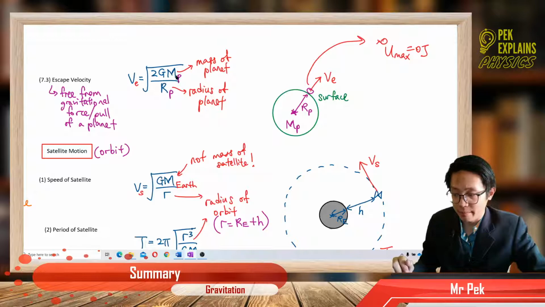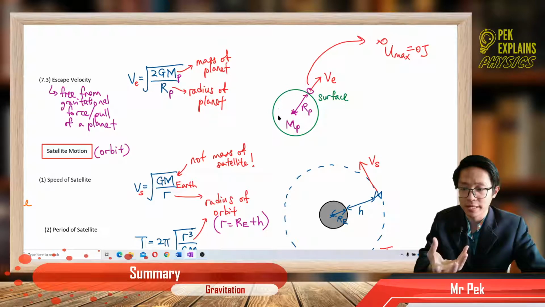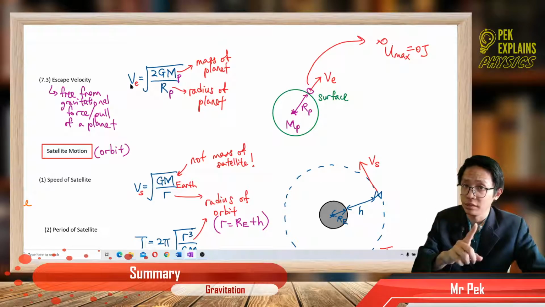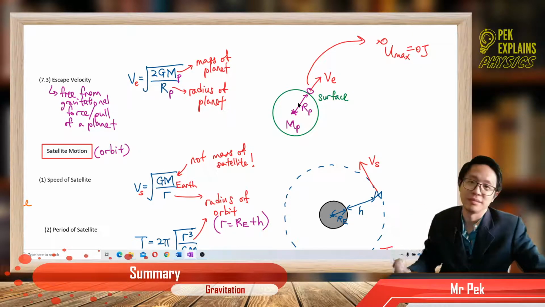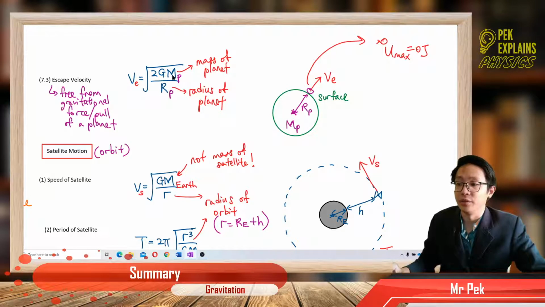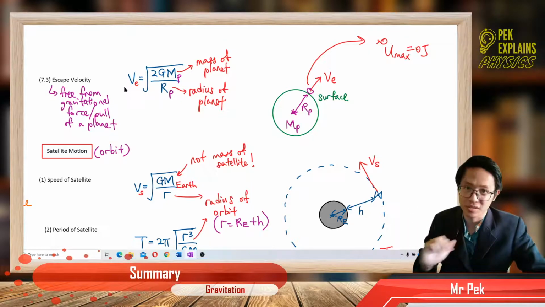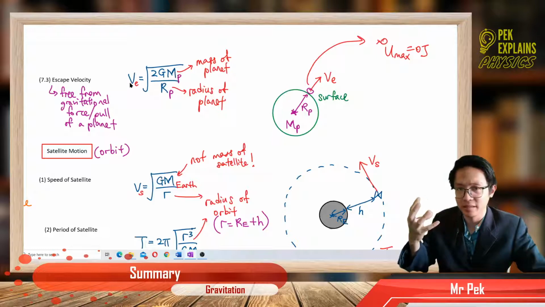This mass is the mass of the planet because you want to escape from this planet, isn't it? So the bigger the mass of this planet, the higher the escape velocity you need. For example, if you compare between Mars, a small planet, and Jupiter, which one is easier to escape? Of course, Mars. Which one is harder to escape? Jupiter. Jupiter has a very big mass, so you require a very high escape velocity. So for this escape velocity, we use the mass of the planet. The bigger the mass of the planet, the higher the escape velocity required.